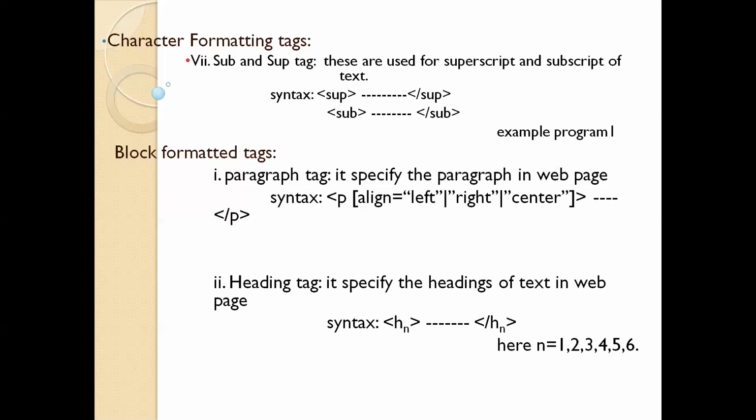If we want to represent something as subscript, we have to use the tag called the sub tag. You can see that sub tag at the top of this slide, in the character formatting tags. So if you want to represent something at the bottom of your text, we have to use that sub tag. So hn, some text, and then closing hn, where the value of n will be 1, 2, 3, 4, 5, and 6. That means there may be a tag called h1, h2, h3, h4, h5, and h6.